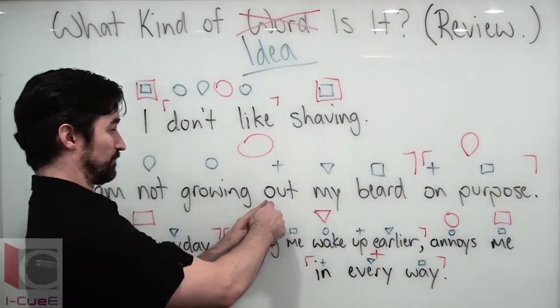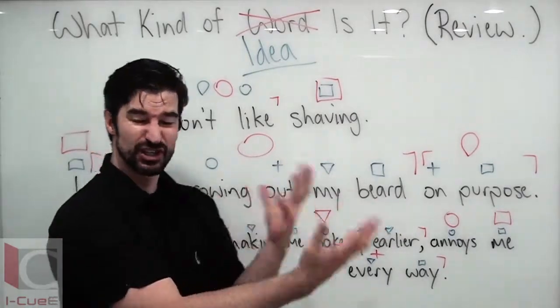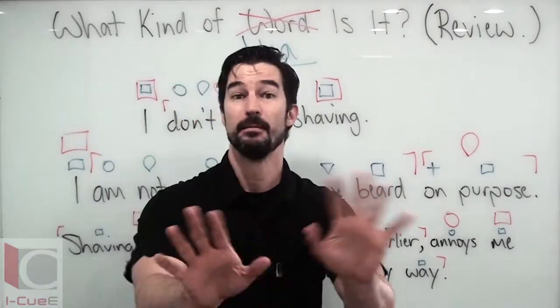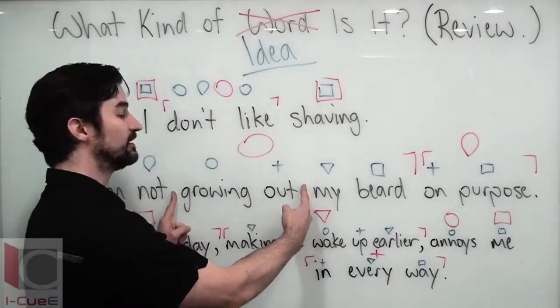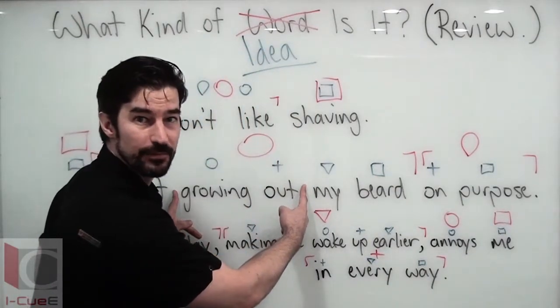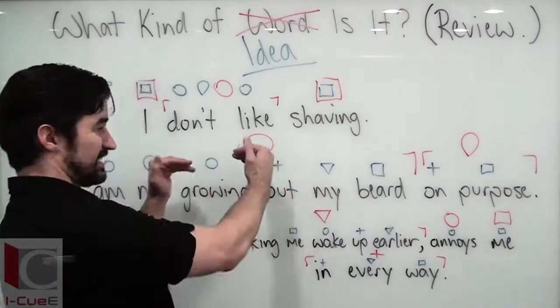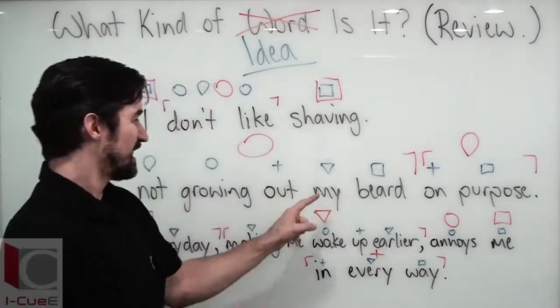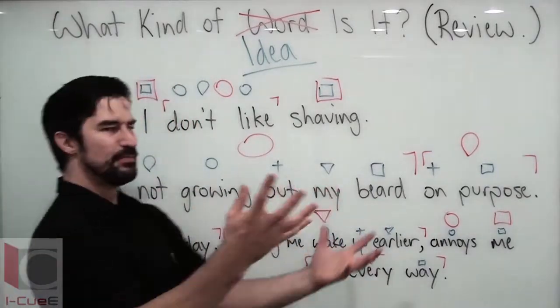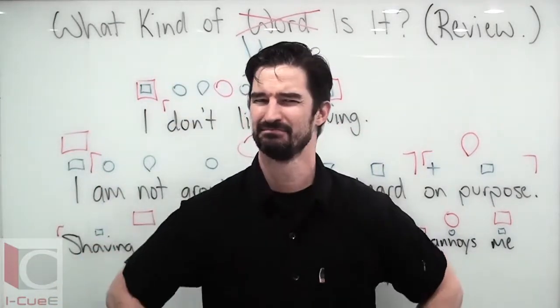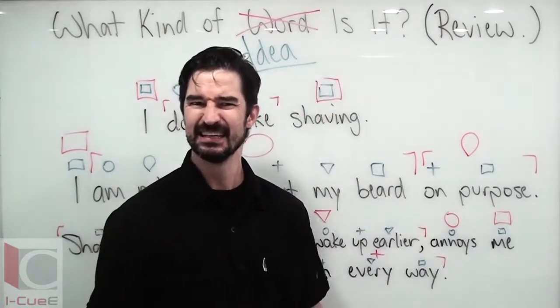Because it's true. Out my beard, you could look at that and go, that's a prepositional phrase. But it's not. In fact, growing out is my phrasal verb. And I could connect that if I wanted, and then my beard could be what I am growing out, but can I just say, I am not growing out? Does that make sense?